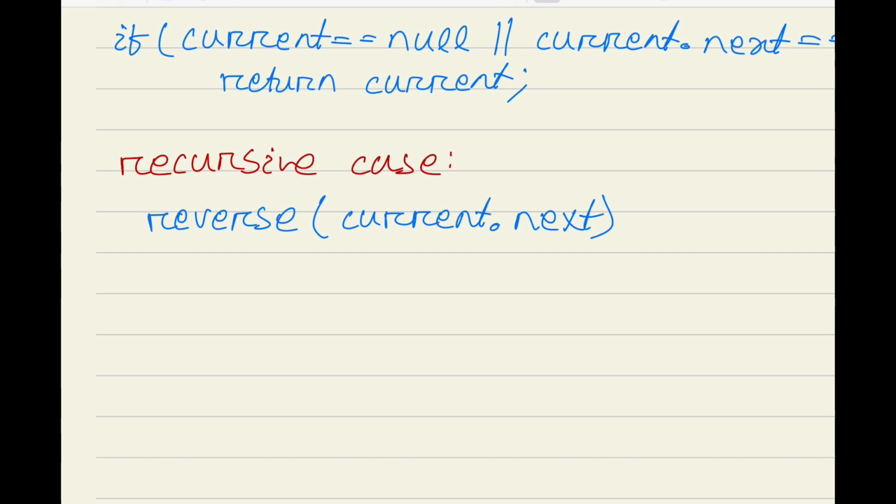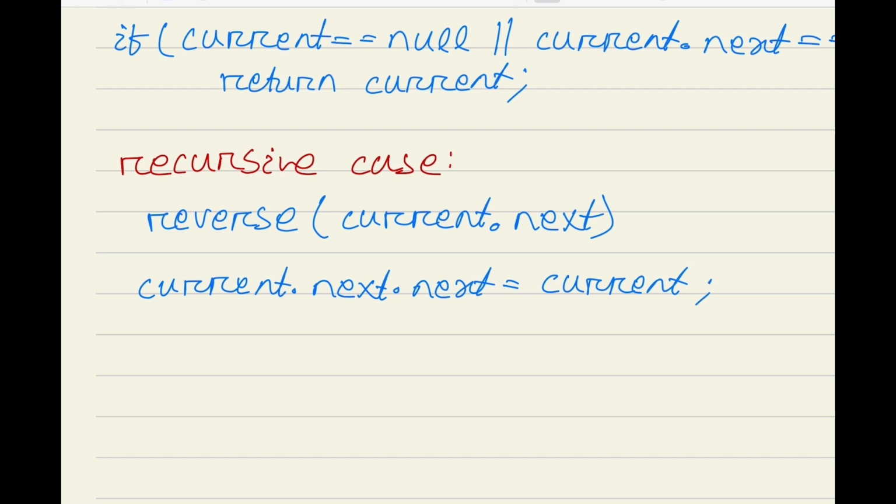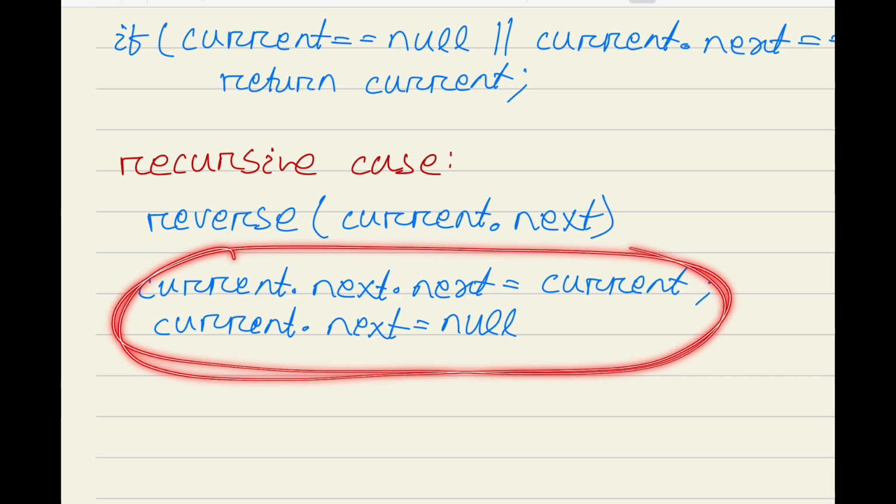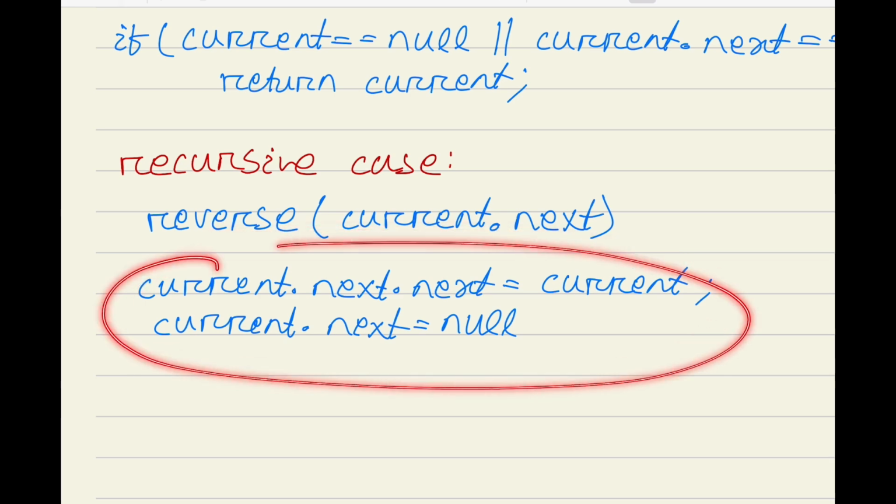Now on the way back, when we return from the end of the list, at that time just update current dot next dot next equal to current, like we have discussed just now, and current dot next equal to null. So these two statements we need to write in the recursive case.